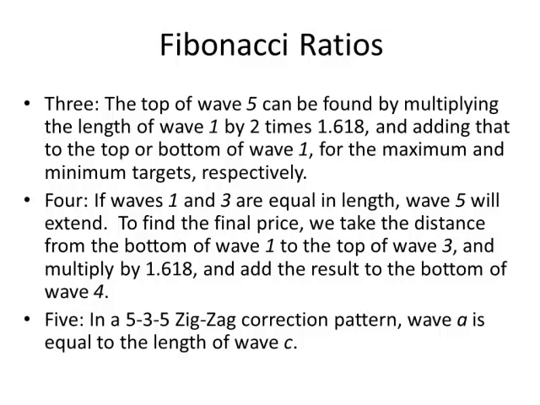Number 5. This is an easier one. In a 5-3-5 zigzag correction pattern, wave A is equal to the length of wave C. So when we see a 5-3-5 zigzag correction pattern, if we've seen waves A and B, we can expect wave C to be equal to the length of wave A.